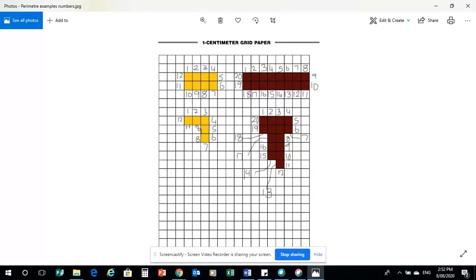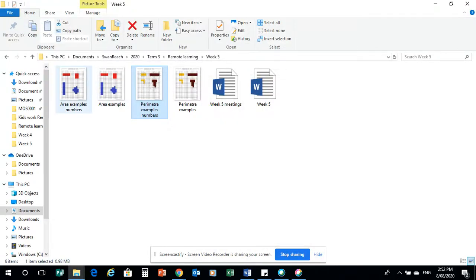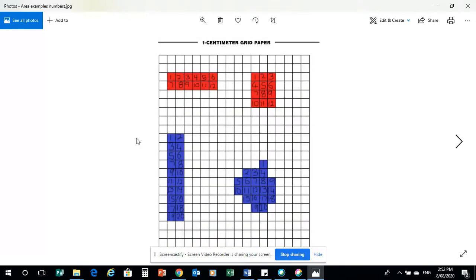Now, the main issue is that because the perimeter is around the outside, what's the inside? The area. That's right, because we've learned that this week. So here's an example of the area. See how my numbers are on the inside. So I've got 1 square, 2 squares, 3 squares, up to 11 squares, 12 squares. So this shape here is 12 square centimeters because it has 12 squares.